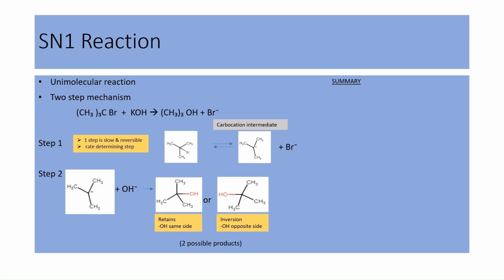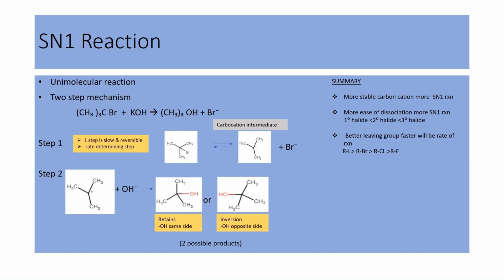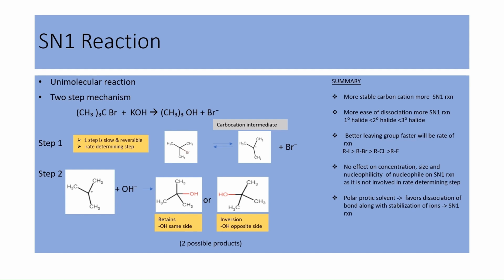Key points are: the more stable the carbocation, the more will be the SN1 reaction. The more the ease of dissociation, the more will be the SN1 reaction. As a tertiary alkyl halide dissociates faster than secondary, which is faster than primary, a tertiary alkyl halide shows more of the SN1 reaction. The better the leaving group, the faster will be the rate of reaction. The SN1 reaction is not affected by concentration, size, or nucleophilicity of the nucleophile, as the nucleophile is not involved in the rate-determining step. A polar protic solvent favors dissociation of the bond, along with the stabilization of ions. Hence, it favors the SN1 reaction.